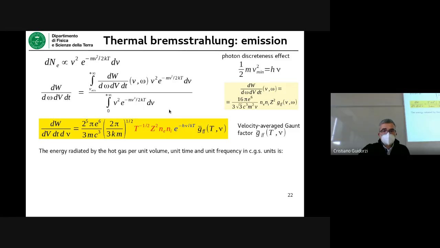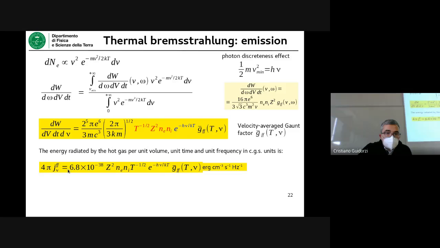It's also very useful to calculate the numbers, leaving the quantities in CGS units, or Gaussian. In this case they are just mechanical and thermodynamic quantities, there's no electromagnetism, so CGS is the same. So if you express temperature in Kelvin, these are number densities, centimeter to the minus 3, and this is just a number. The result is just ergs per cubic centimeter per second per hertz.